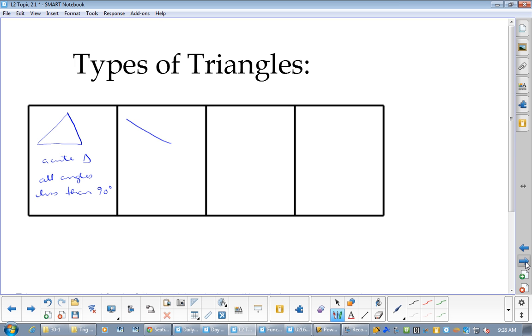Okay, then we have something like this. We've got this one angle that is larger than... what kind of triangle is that? Anyone remember? Obtuse, good. So the next is the obtuse triangle. So one angle is greater than 90 degrees.